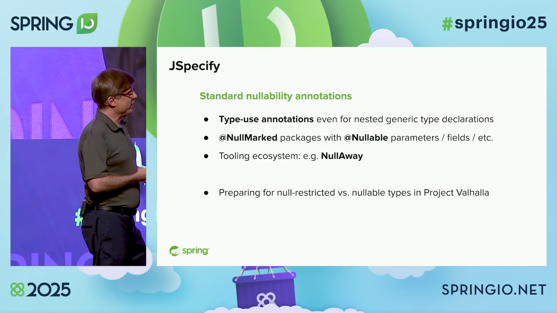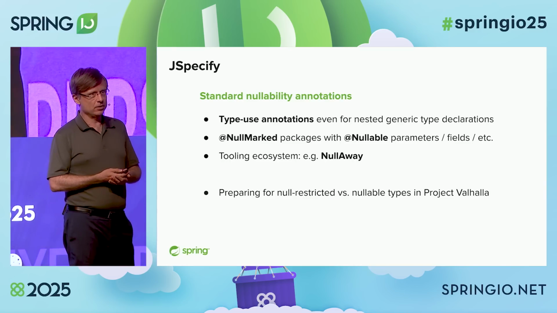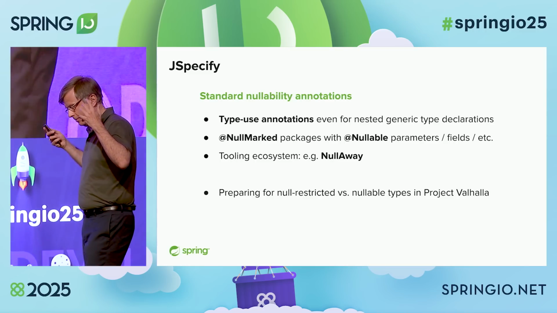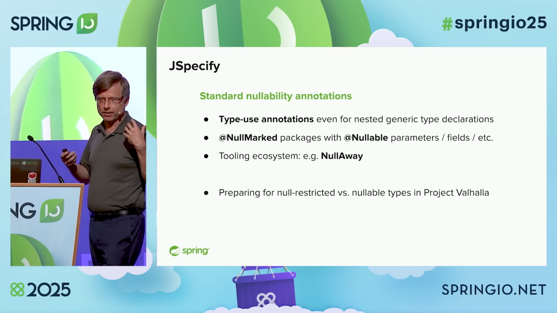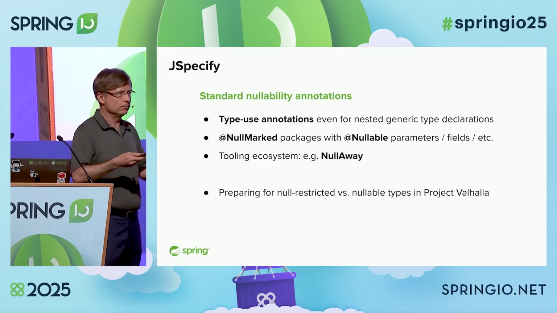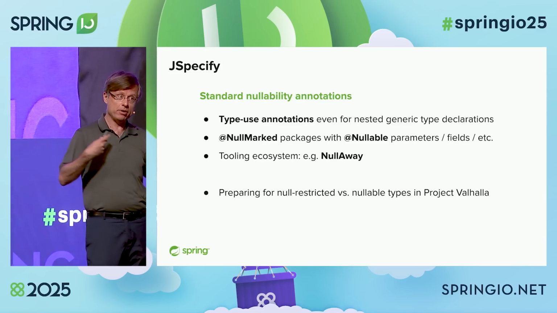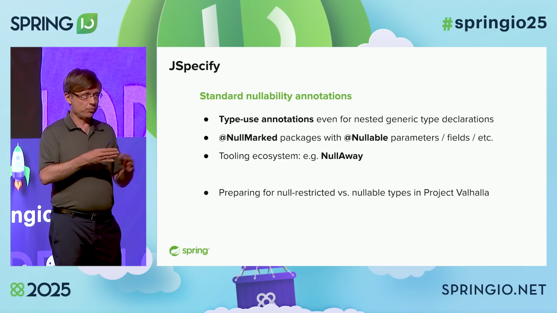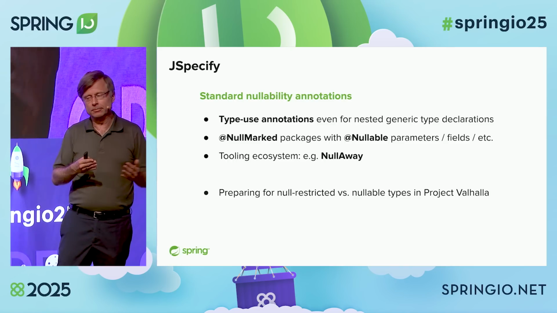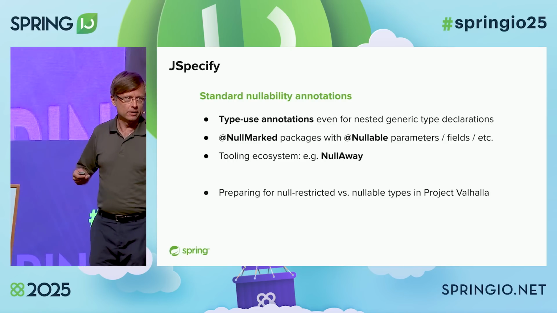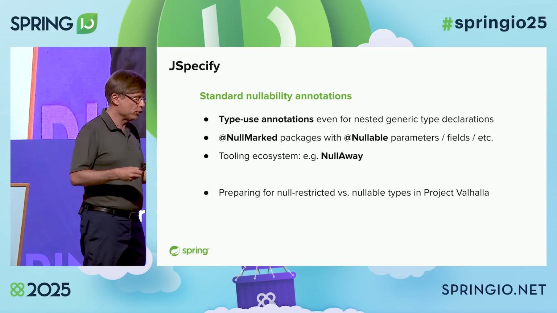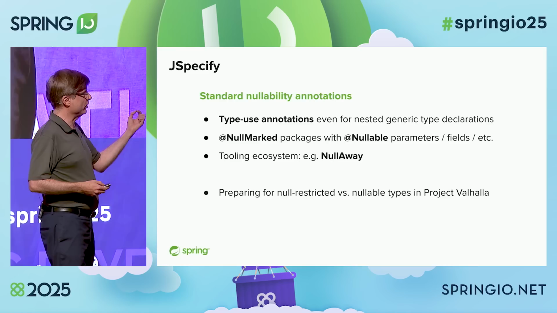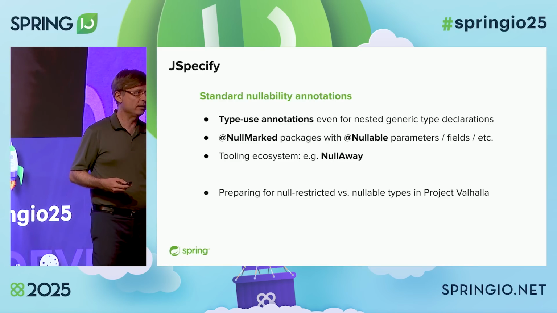A word on JSpecify in all brevity. There's a separate, dedicated talk on this tomorrow. JSpecify is a set of annotations for declaring nullability in your API signatures, in our API signatures. It was natural for us to pick this up because we already had, at Spring Framework level, a very consistent arrangement with a non-null by default policy and exceptions being declared with @Nullable. JSpecify actually improves on that because we have type use annotations where you can even annotate nested types and generics.